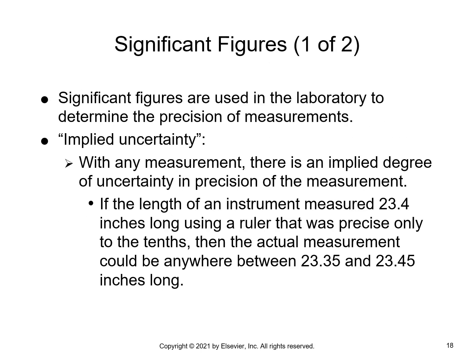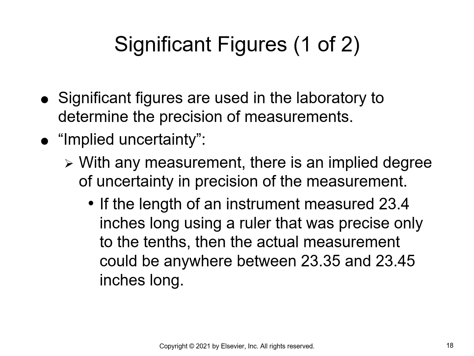Now let's talk a little bit more about significant figures and exactly what is a significant figure. We use these a lot in the laboratory to determine the precision of measurements. It gives an implied uncertainty. When we look at significant figures, we're trying to figure out exactly how many numbers, how many decimal places, we need to go out to make sure that we have some indication of confidence in that number. So we're dealing with that implied uncertainty. With any measurement, there is an implied degree of uncertainty in the precision of that particular measurement.